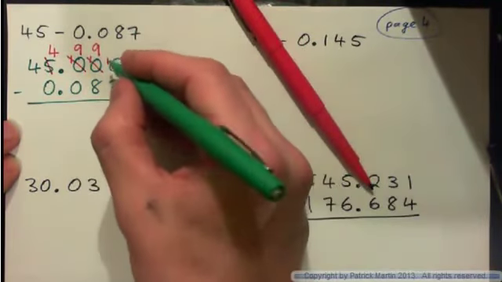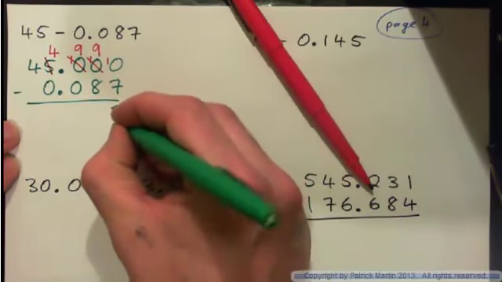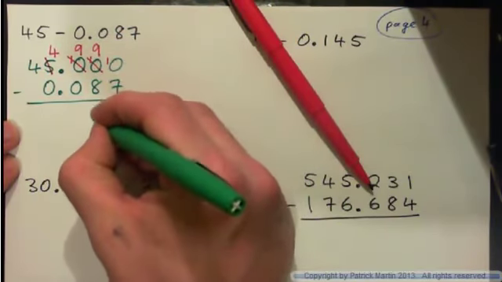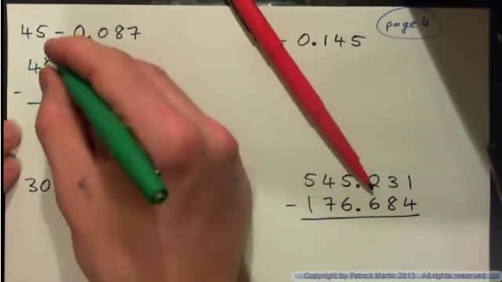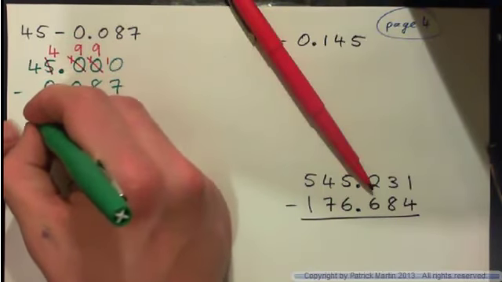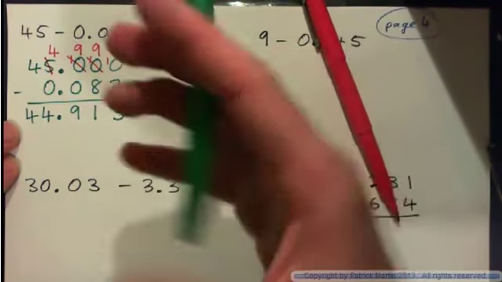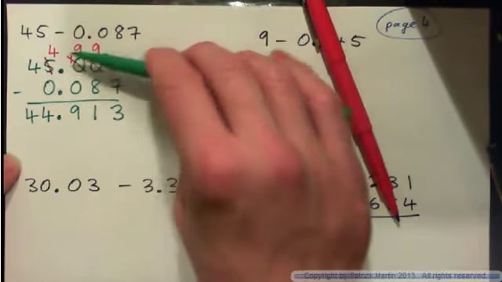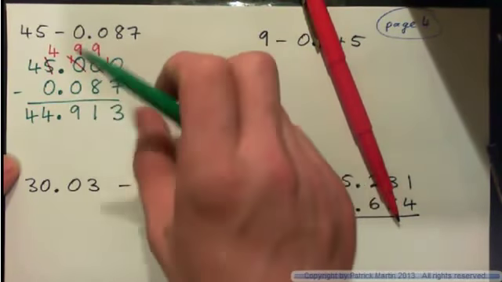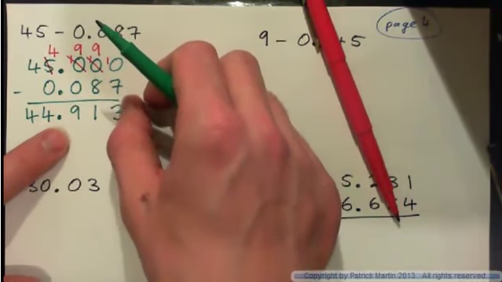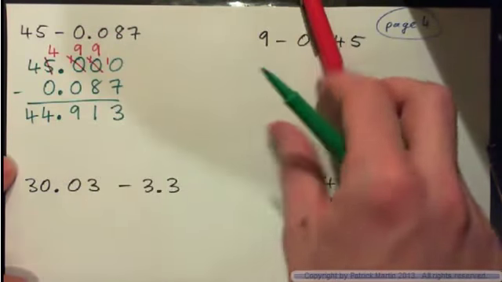And now we can do it. So 10 minus 7 is 3. 9 minus 8 is 1. 9 minus 0 is 9. 4 minus 0 is 4, and then we have 4. Okay? So that seems like it's correct, isn't it? $45 subtract 0.087 would be $44.91 and 0.03 of a cent, let's say, right?